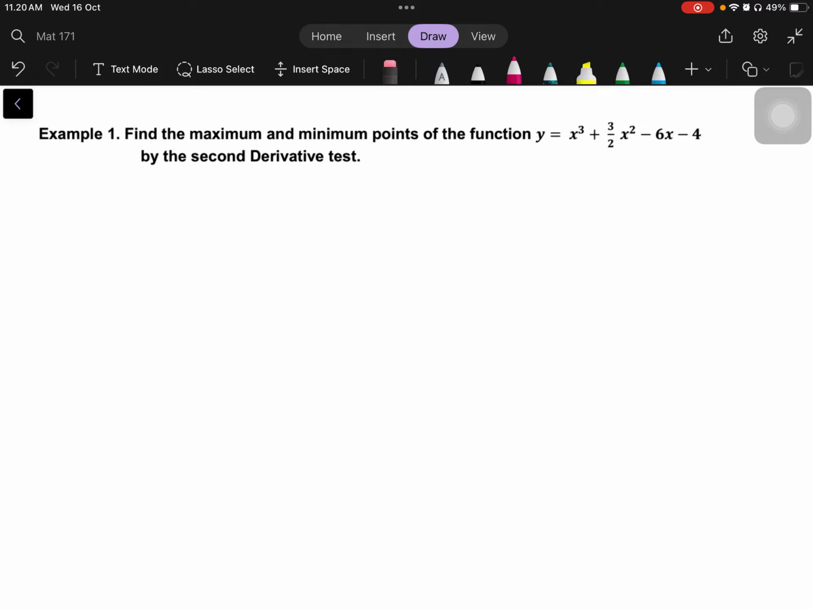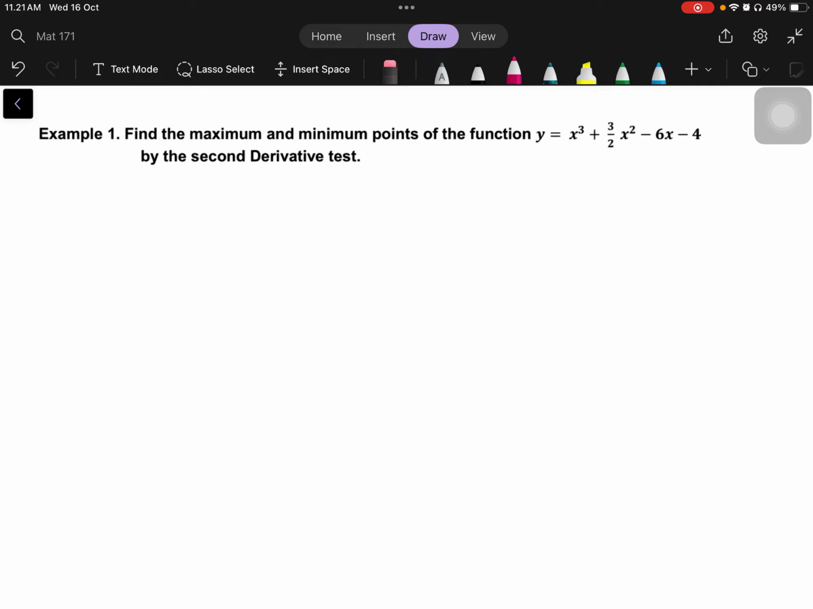Okay, find the maximum and minimum points of the function y is equal to x cubed plus 3 halves x squared minus 6x minus 4 by the second derivative test. Okay, so looks familiar, diba? Kasi it is the example given on the previous module, on the module number 9. So, kung yun ay nakuha naman na pala natin yung mga critical points doon, okay? So, gamitin na lang din natin siya.